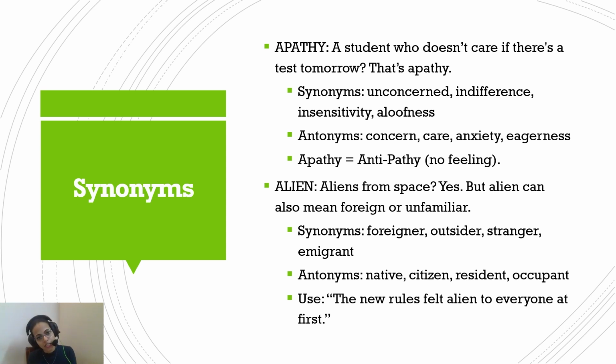Even in legal terminology, the word alien is used for a foreigner or an outsider, a stranger, an immigrant. So these are the synonyms. And the antonym would be, if alien is outsider, the antonym would be native, citizen, resident, occupant. So all those words. Alien, I mean, you can think of PK, and then you will come across this word in your legal terminology. So I'm sure you'll remember it.